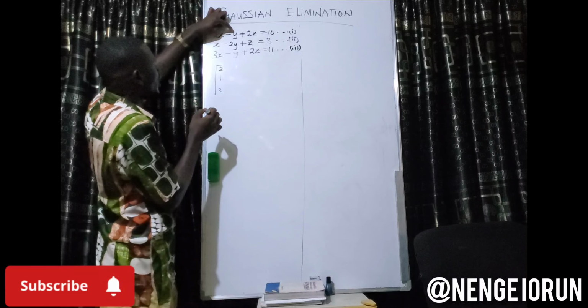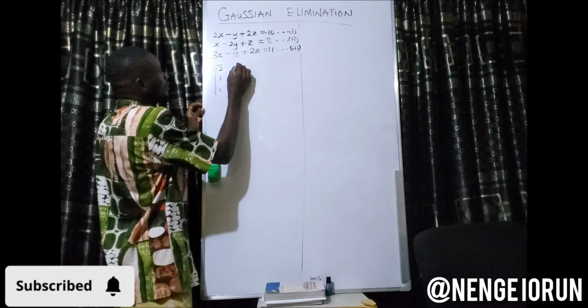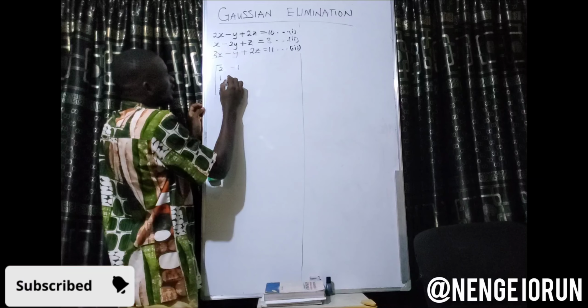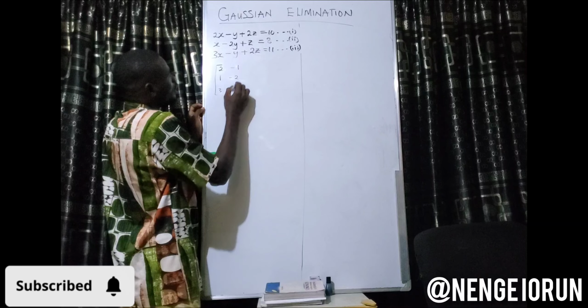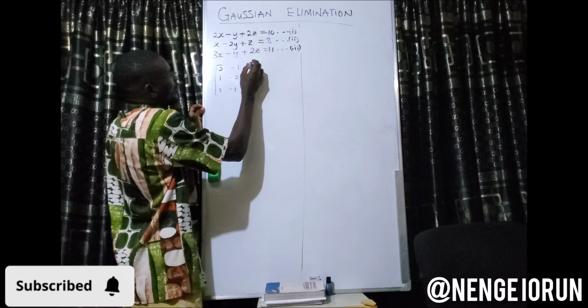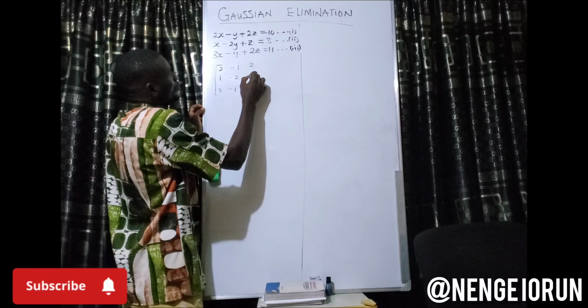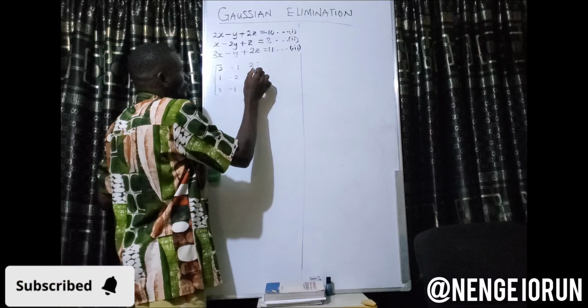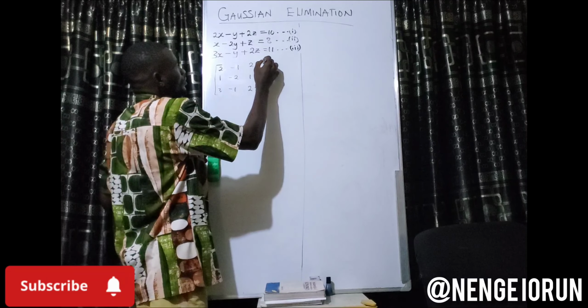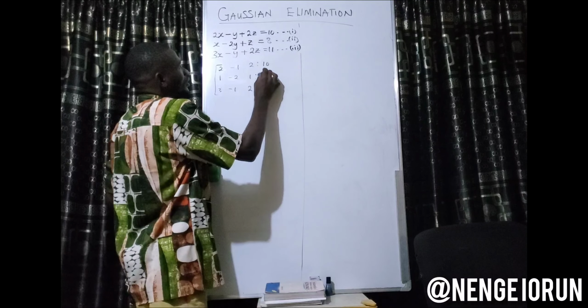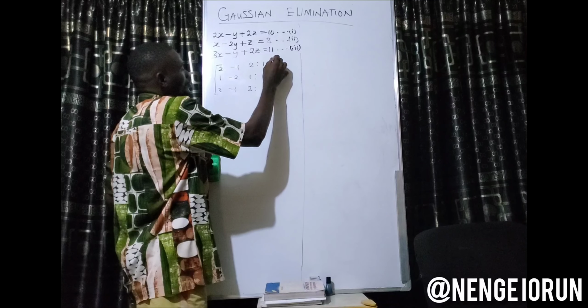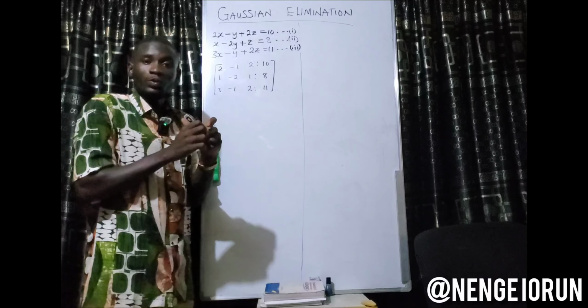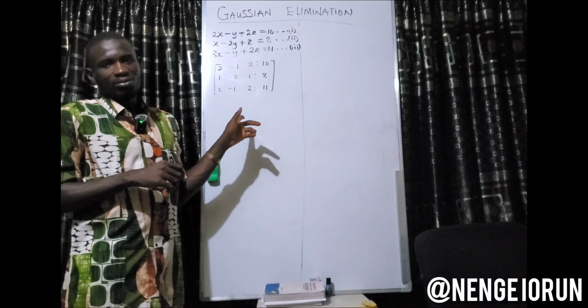The coefficient of y here is -1, here is -2, -1. The coefficient of z is 2, 1, 2. Then on the other side, 10, 8, 11. So what we have here is an augmented matrix.